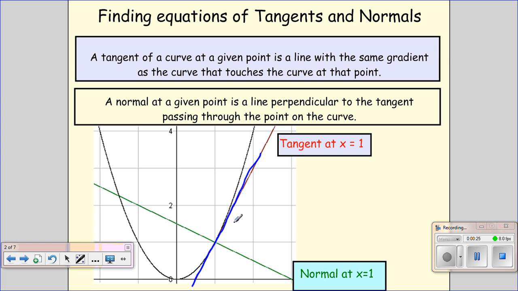So here we have the tangent at x equals 1. And then the normal is the line, straight line again, which is at right angles to your tangent. So it's at 90 degrees to your tangent.